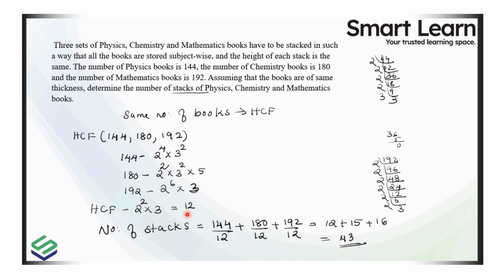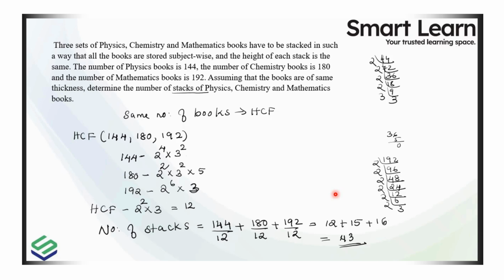So the number of books will be 12 and the number of stacks will be what? You have to write 145 by 12 plus 180 by 12 plus 192 by 12. So total 43 stacks will be there.